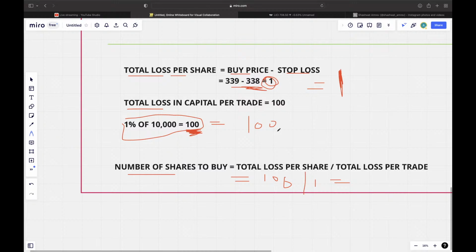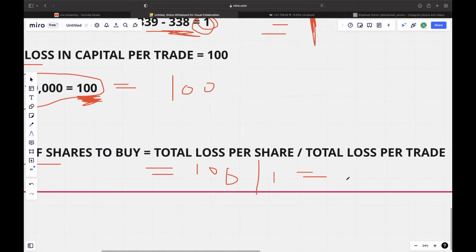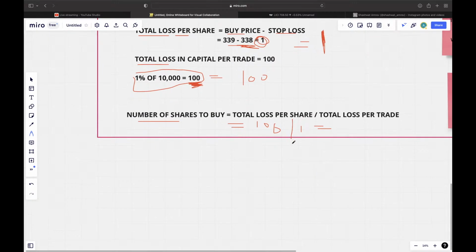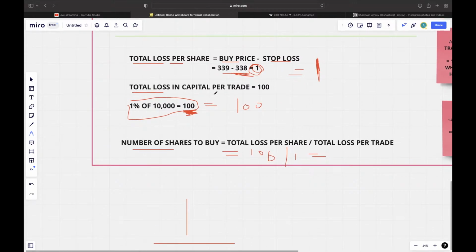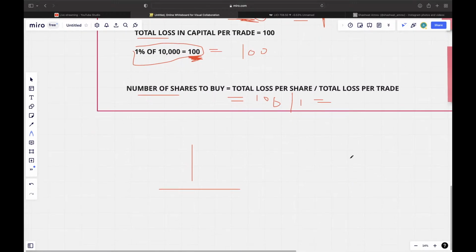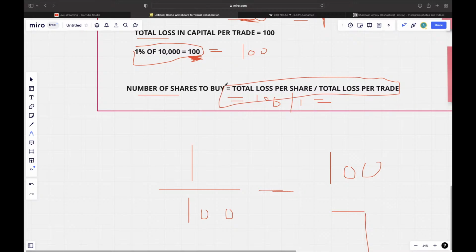Formula is wrong, written total loss per share equals total loss per trade. How is it wrong? Abhishek, how is it wrong? Total loss per share, what is the total loss per share? 1 divided by total loss in capital, total loss per trade. It is 100. Okay, vice versa, it will be 100 upon 1. Nothing else. The formula is correct. The placing is wrong. Okay, the placing is just wrong.